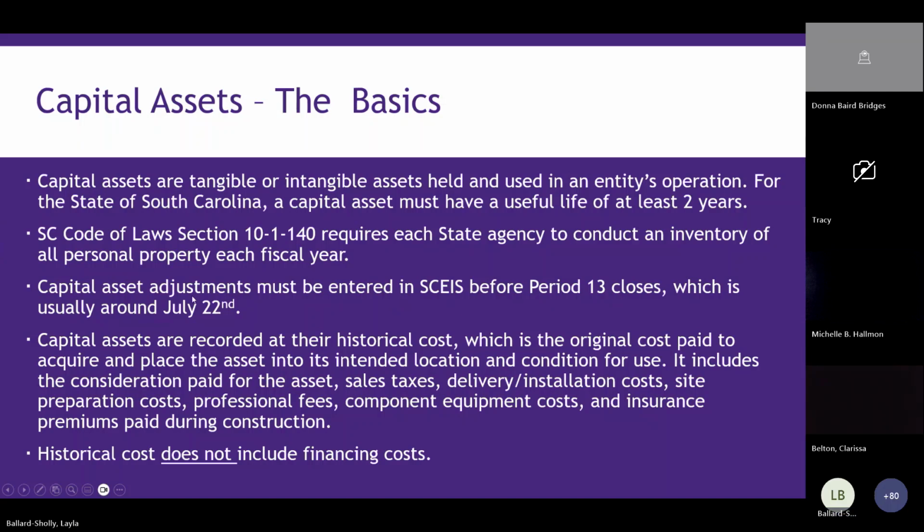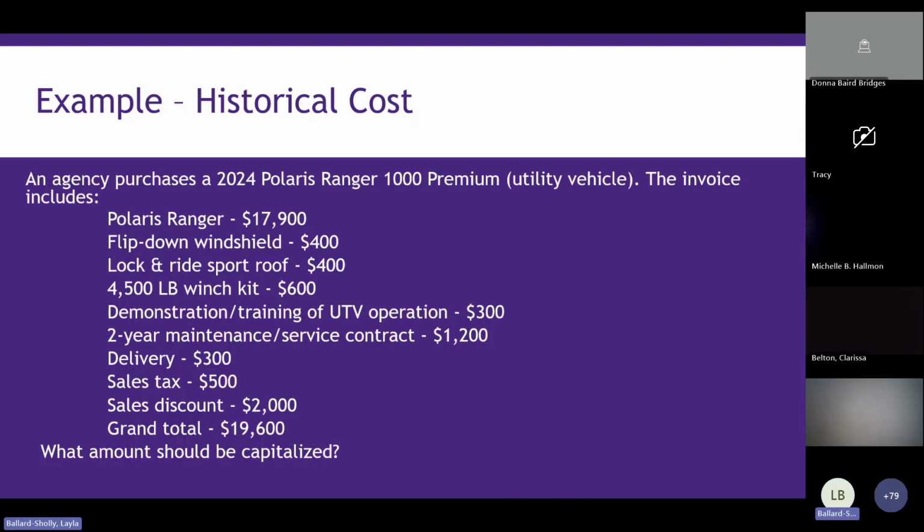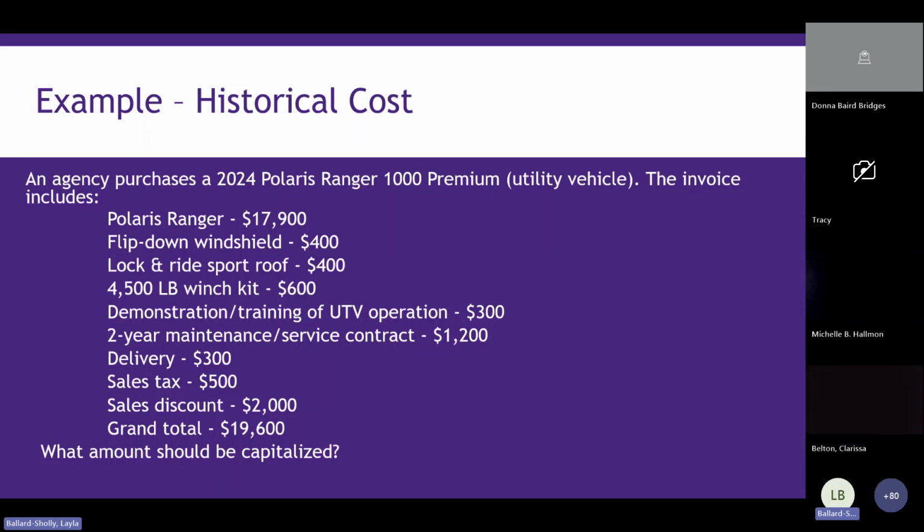I think that's it for this. Here's an example. Historical costs. We've got an agency who purchases a 2024 Polaris Ranger 1000 Premium, which is a utility vehicle. The invoice has the cost of the Ranger. It has a flip-down windshield, a lock and ride sport roof, a winch kit. There's some training and demonstration for how to use the UTV, a 2-year maintenance service contract, delivery, sales tax, and then there's a discount. So the total for the invoice is $19,600.